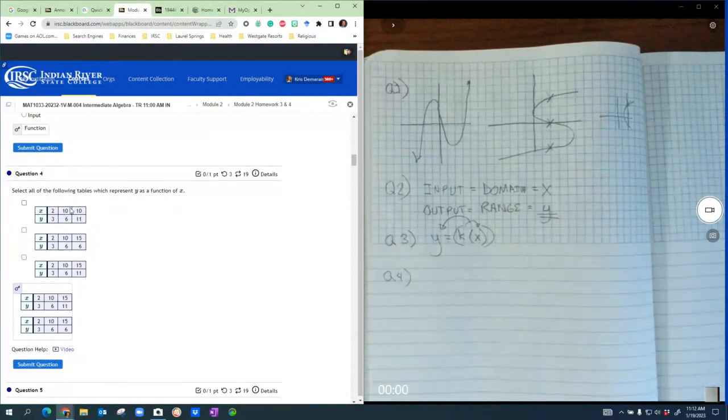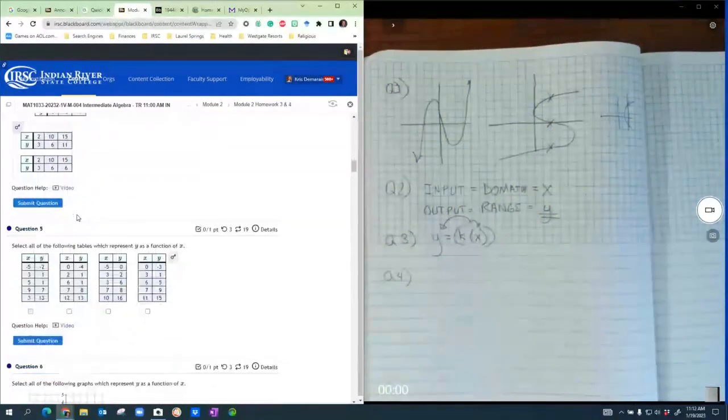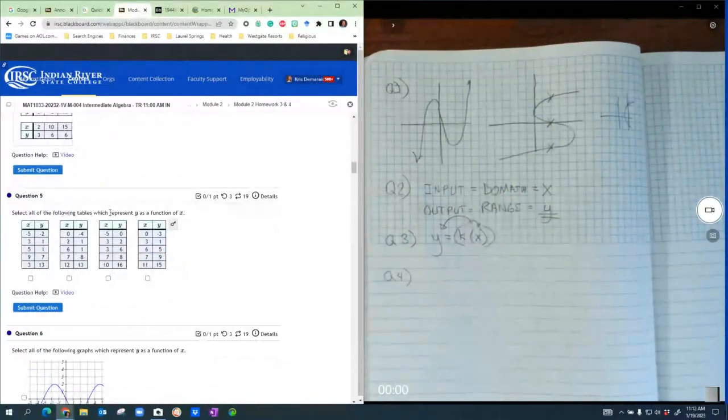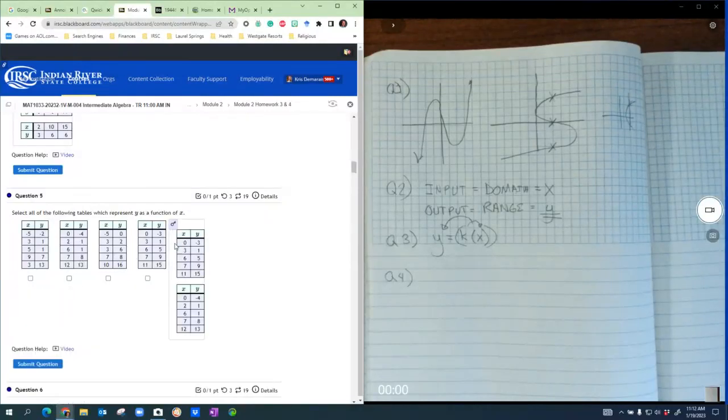So this one's no good. That's the one that we want to throw out. Now it says select all the following tables in which y is a function of x. So we're constantly looking for, is there any that have x repeated? We can see that this one does have x repeated. Therefore, we have to throw that one out. This one has a repeated x value as well, so we throw that one out.